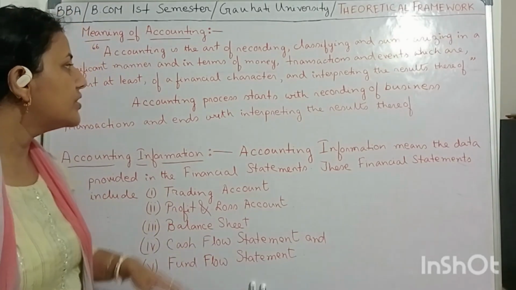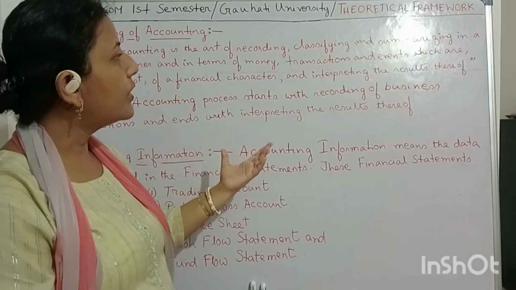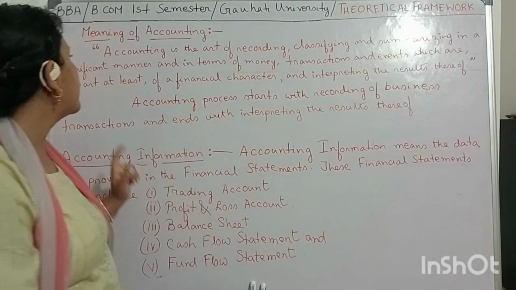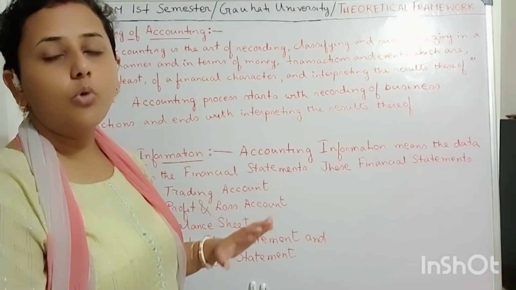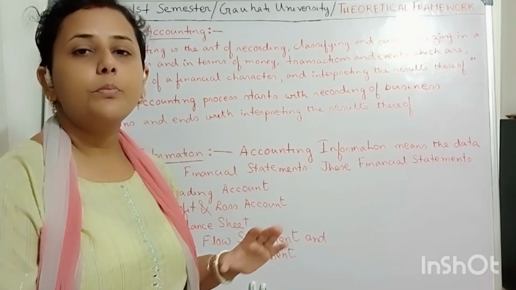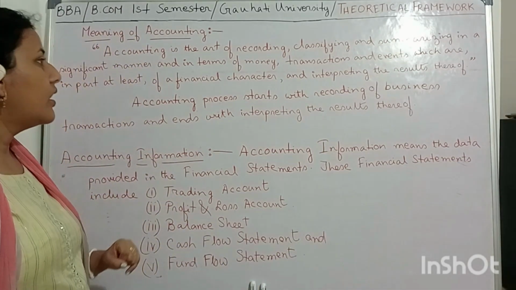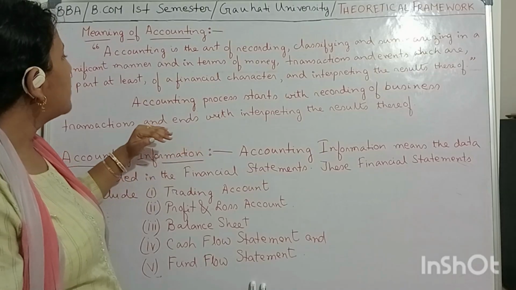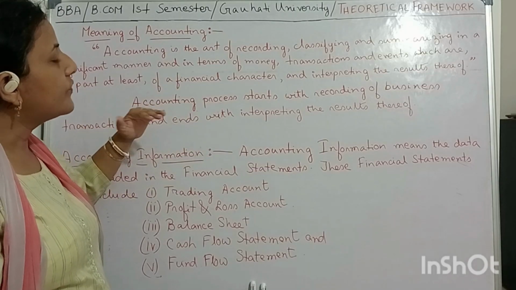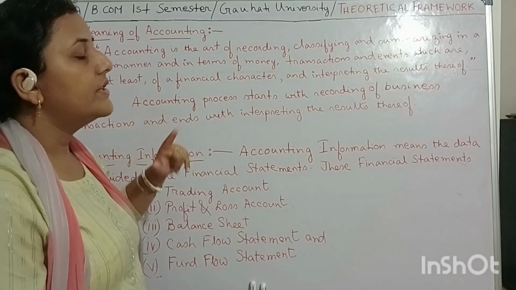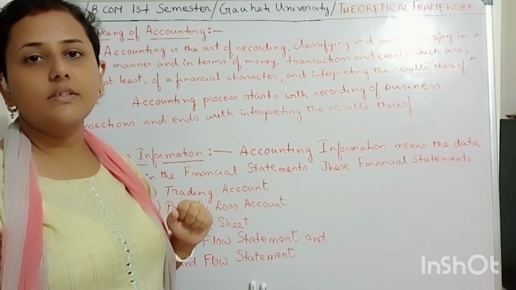So today just know what accounting is. Accounting is the art of recording, classifying and summarizing in a significant manner in terms of money. All the transactions should be measurable in terms of money, and they should be transactions and events which are at least in part of a financial character, and interpreting the results thereof. So interpretation is necessary.